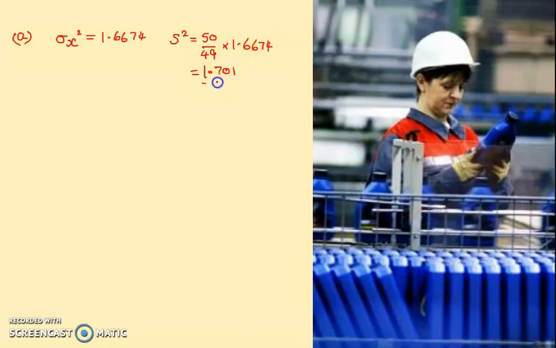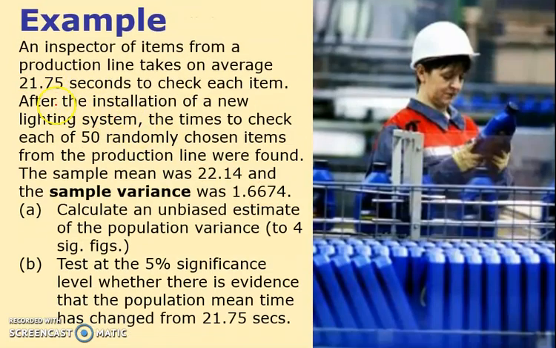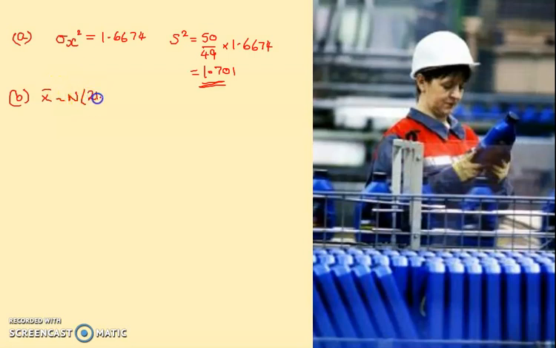Okay. So when I come to do part B now, it says x bar is normally distributed. The mean was meant to be 21.75. Of course, she got slightly more than that, hence, I suppose, her theory that it has changed. And 1.701 is the sample variance. We still have to divide that by n. A bit weird. We've kind of done it twice now. We've played around with a 50, but we do have to do it.